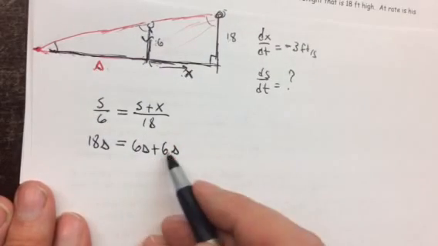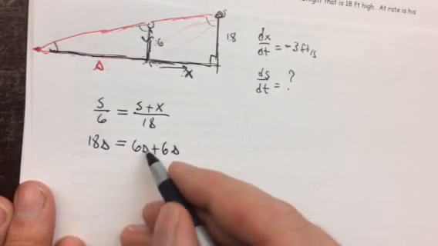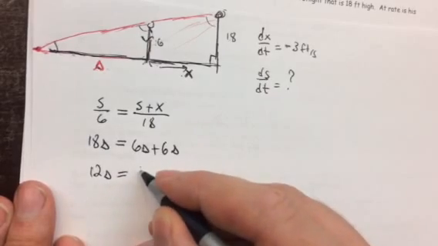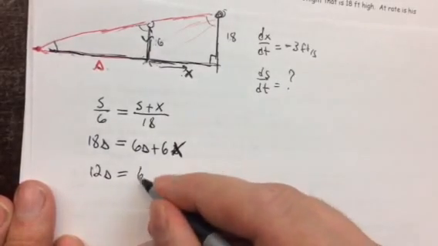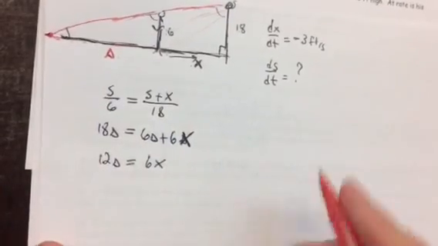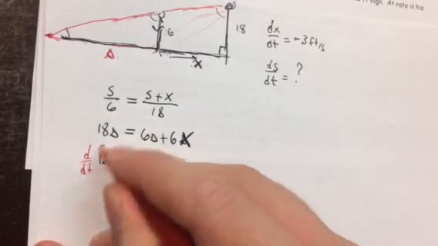And I guess I could have multiplied just by 18 and gotten a common denominator, but I'm going to leave it like this. So I'm going to subtract 6s on both sides. 12s equals, wait, hold on, this should be an x. 12s equals 6x. And I'm going to take the derivative with respect to t on both sides because I know dx/dt, I want ds/dt. And so I'm doing d/dt.